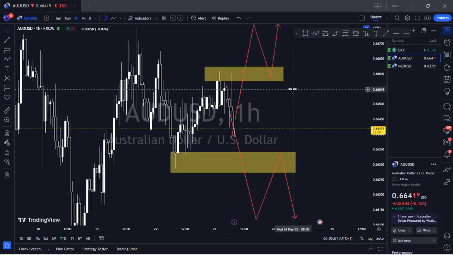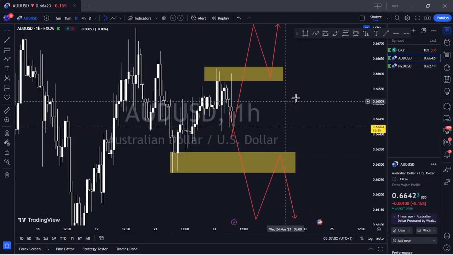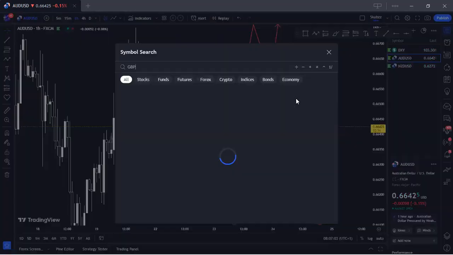On all my pairs, there's no opportunity to trade. So is there any other pair you guys want us to take a look at? GBP USD.